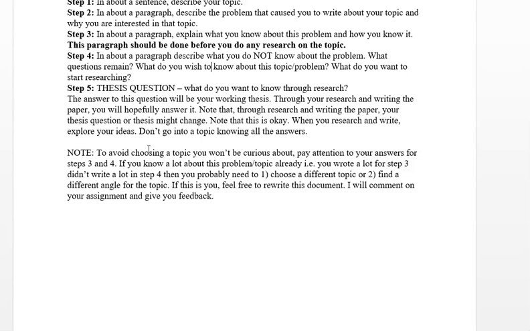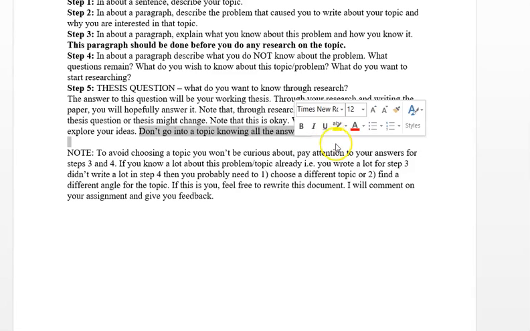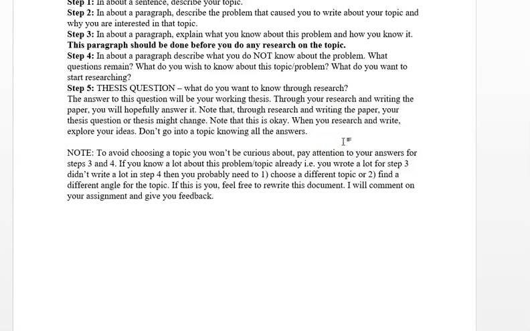Your question might change as you do research. Your question might change as you find information. If that's so, that's okay. Change your question. If your analyses and your research change your thesis, change it. Just change the information and your support throughout the paper as well. Don't go into the topic knowing all the answers. Be curious and find that information.